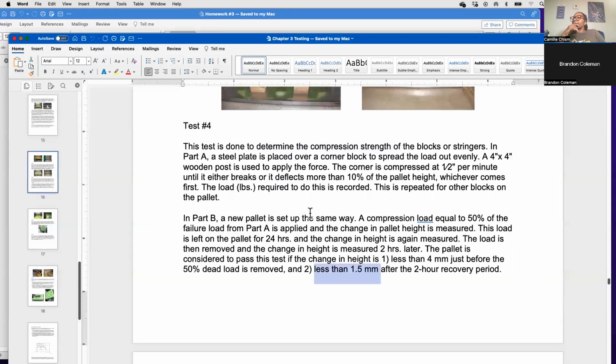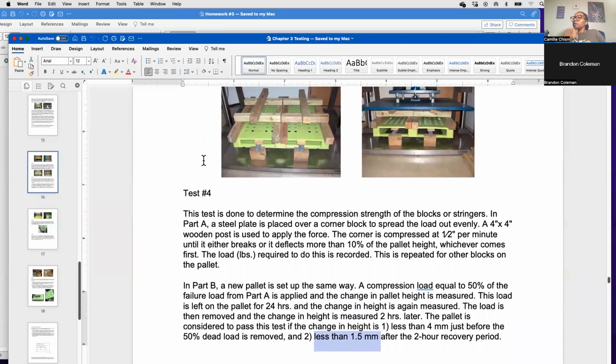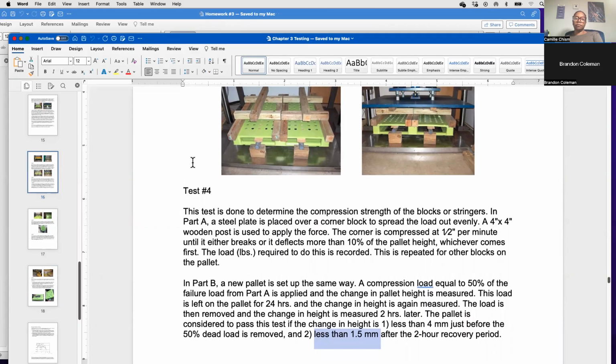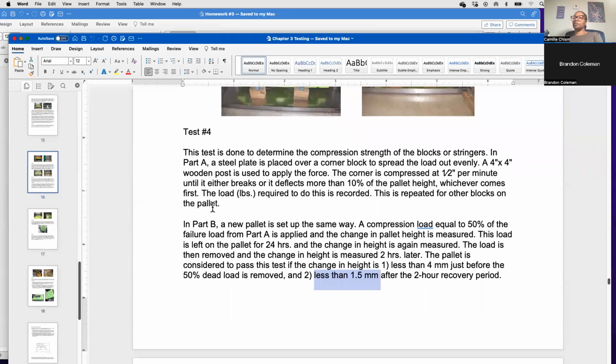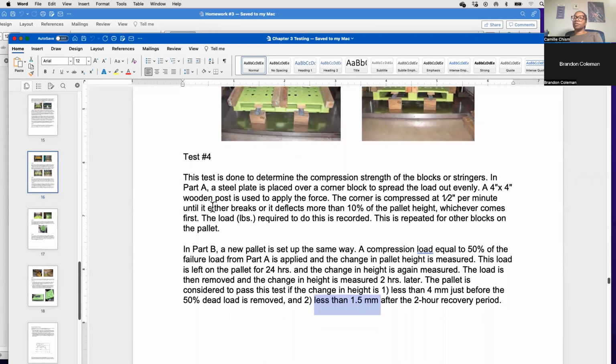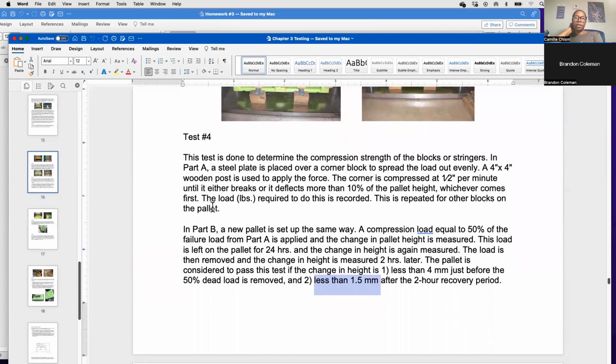So what is this simulating? In your own words. Based on what you see in the reading and the pictures, you're putting a steel plate over the corners, you're trying to spread out that load evenly. What is it that you're trying to simulate? Like, what does that look like in real life? What type of damage? Where would this type of damage come from?